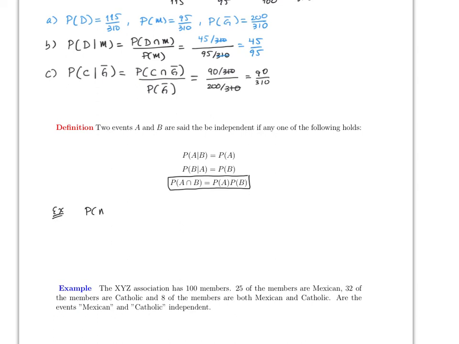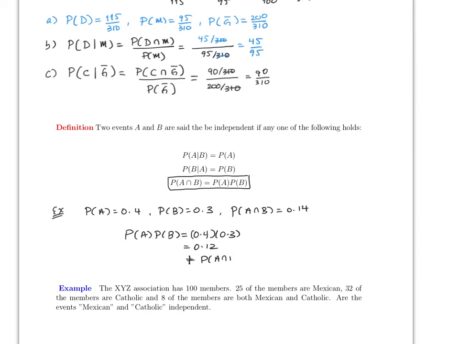So, for example, if I tell you that the probability of A is equal to 0.4, the probability of B is equal to 0.3, and the probability of A and B is equal to 0.14, since the probability of A times the probability of B is 0.4 times 0.3, which is equal to 0.12, and this doesn't equal the probability of A and B, then this implies that A and B are dependent, not independent. So it's as easy as just checking if this is the case. Or you can go with the conditional probabilities, like we will do in the next example.